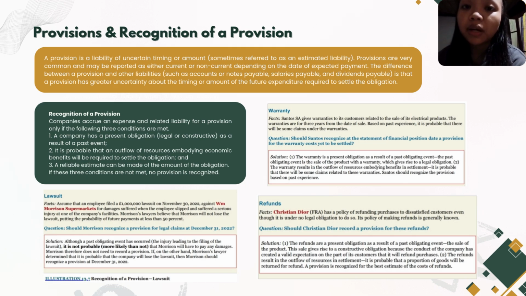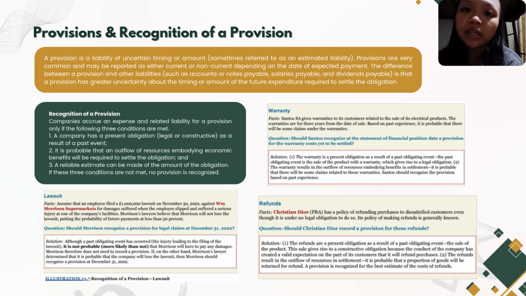Provisions are very common and may be reported depending on the date of expected payment. The difference between a provision and other liabilities is that a provision has greater uncertainty about the timing or amount of the future expenditure required to settle the obligation. Companies accrue an expense and related liability for a provision only if the following three conditions are met.